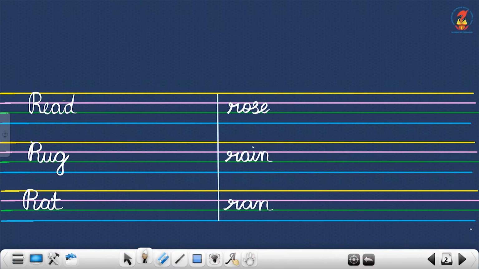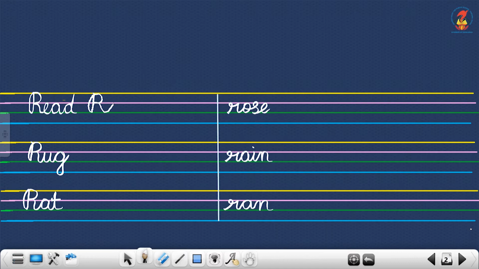Now, first, R-E-A-D. How will you read this word? Read. Okay, now shall we write? For that, keep your pencil on the first line and come down to the third line. Then draw a curve. Then from the first line to the second line, curve. And come down to the third line to get letter R.